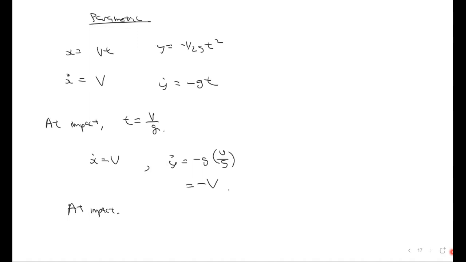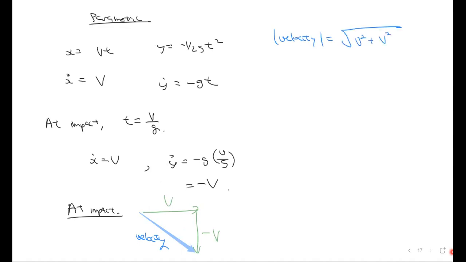So what that then means is at impact, the velocity looks like this. Capital V across, negative v going down. And that's your horizontal component and your vertical component. So your total velocity will then be going like that. This is your velocity. So your velocity as a magnitude is just going to be the square root of v squared plus negative v all squared, which is of course the square root of 2 times v, which is what they wanted.